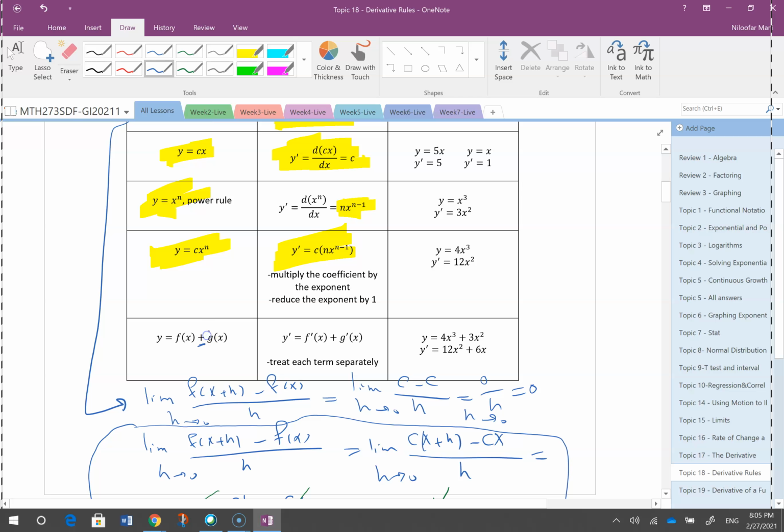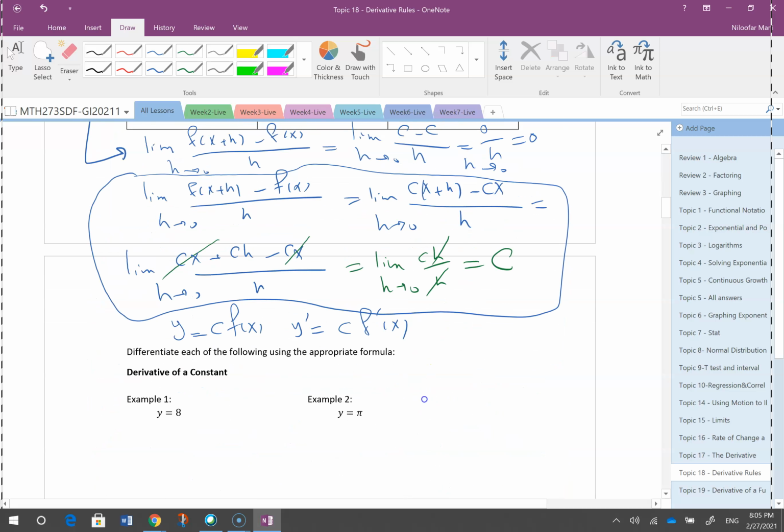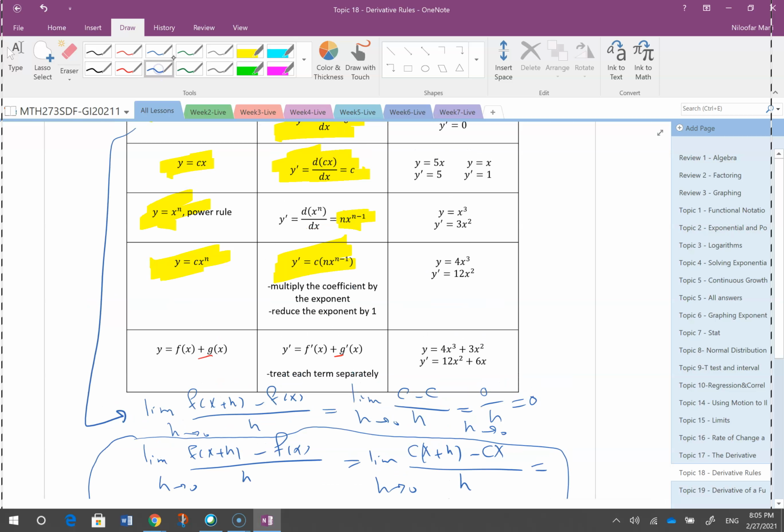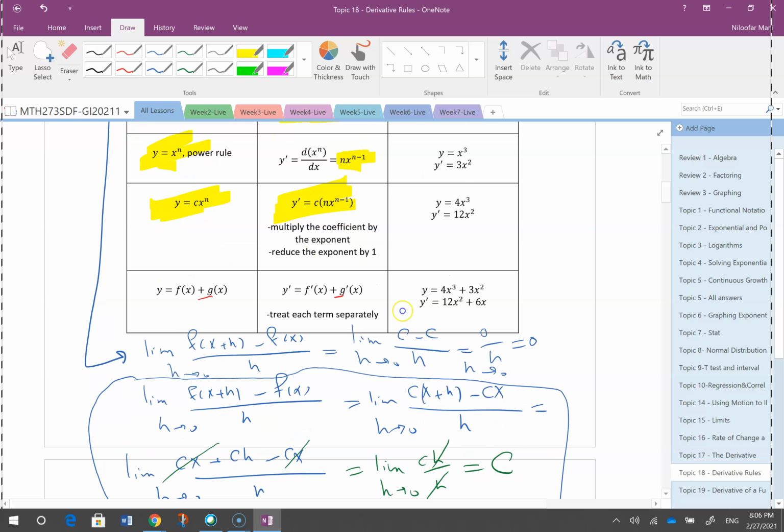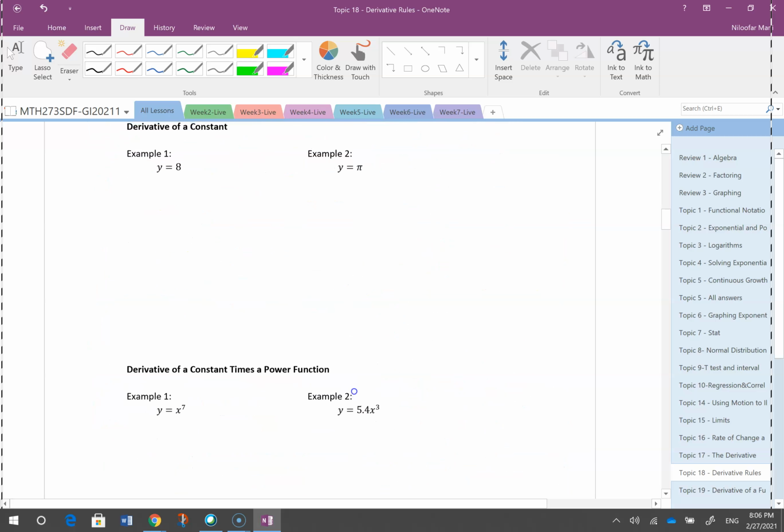If I have plus, the derivative of f x plus g x is the derivative of the first plus the derivative of the second. If I have minus, it works too. How about multiplication? How about division? It doesn't work for multiplication and division. So what should I do then? In lesson 20 and lesson 21, we are going to see that: multiplication and division, and the derivative of a product or quotient of functions. So, let's start here.